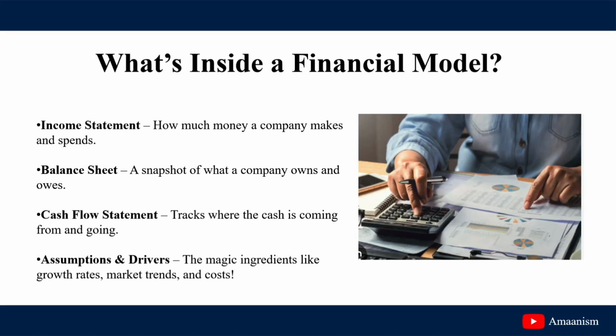So what's inside a financial model? Most of the time you will see that there are three things in a financial model. The first one is the income statement. For those of you who don't know what an income statement is, I just want to give you a brief about this. The income statement is a statement in which you list all the expenses and all the revenue of your business.